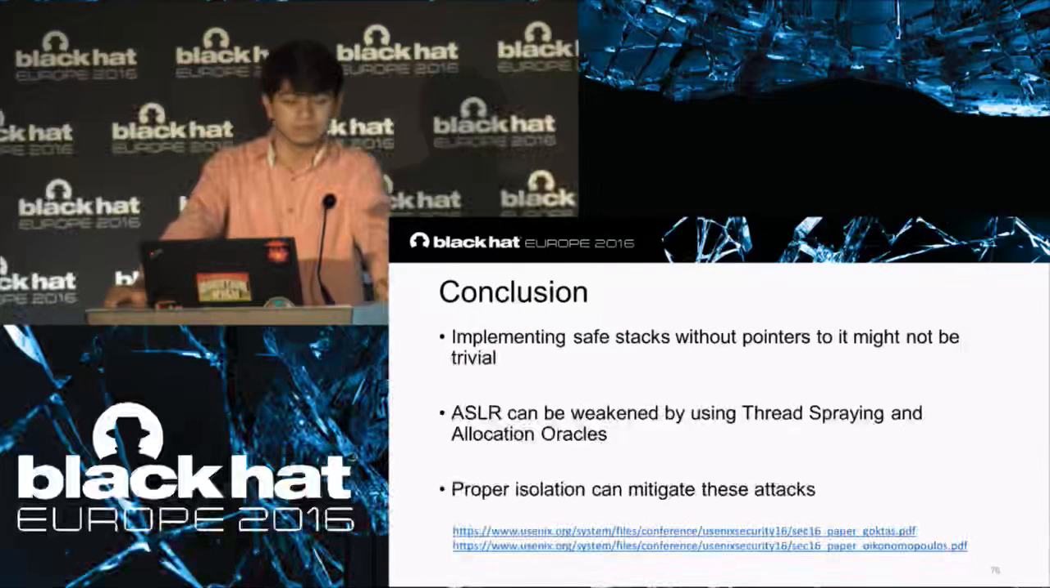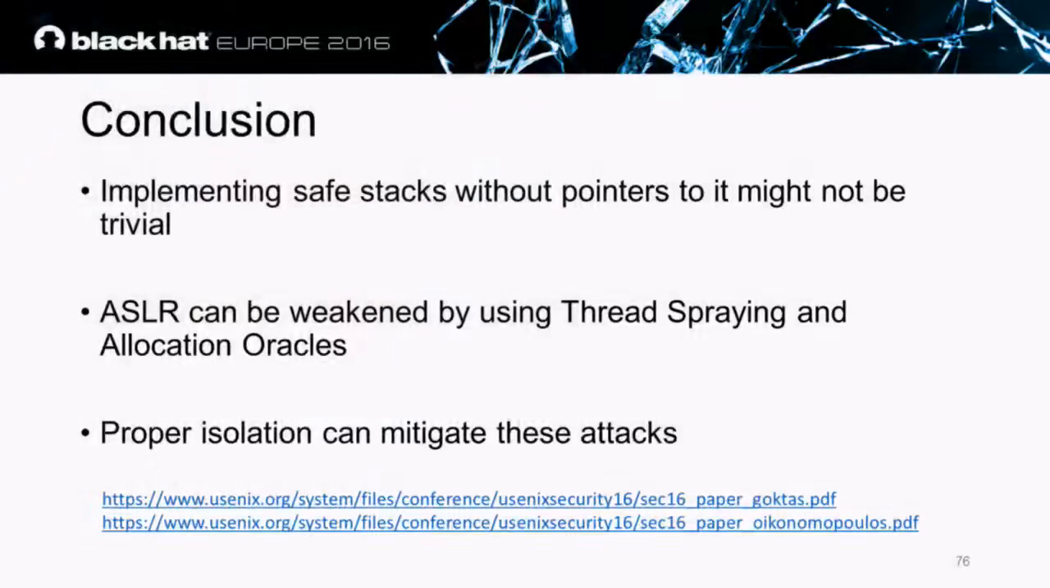To conclude my talk, implementing SafeStacks without pointers to it might not be trivial, as we have seen. There are quite some pointers to it. Some effort is still needed to fix all of these pointers. ASLR is maybe not a good thing to rely on, because there are different ways you can weaken it, like thread spraying and allocation oracles. And we think that proper isolation, like software fault isolation, or putting bounds on memory access, might be a good way to protect SafeStack and mitigate these attacks.